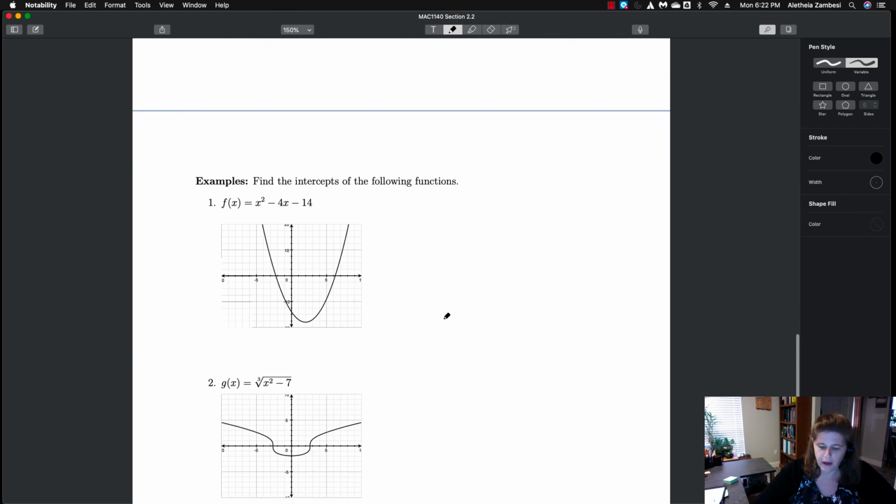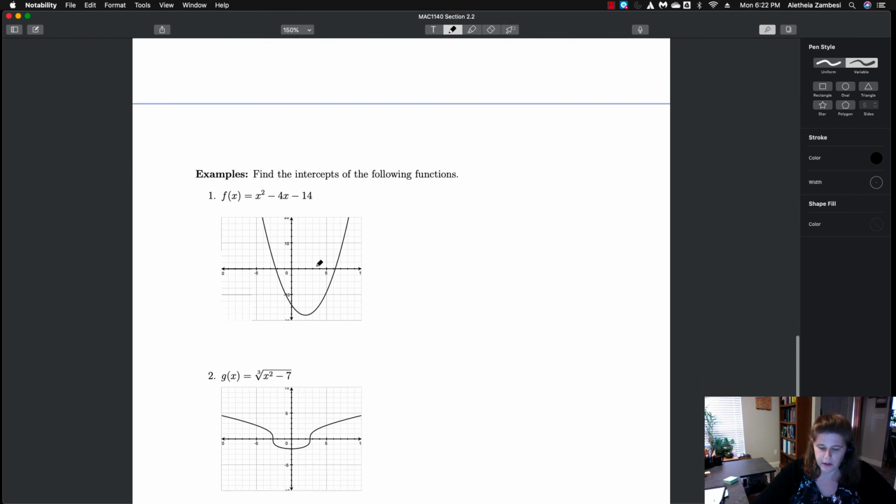Now, if I want to find the intercepts of this function here, if we are looking at the graph, then I have intercept points here and here. Those are my intercepts, or my zeros. These are the ones where my y value is going to be 0. I also have an intercept point here. So that's my other point based on the graph.